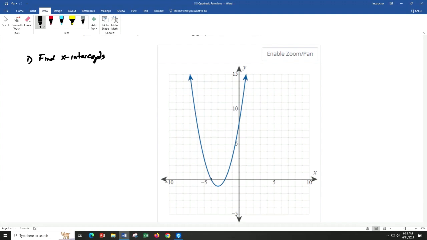Well, notice I have an x-intercept here and I have an x-intercept there. That is where x is equal to what? Negative 2 and negative 4. We all agree with that? Well, realize then I have this then.